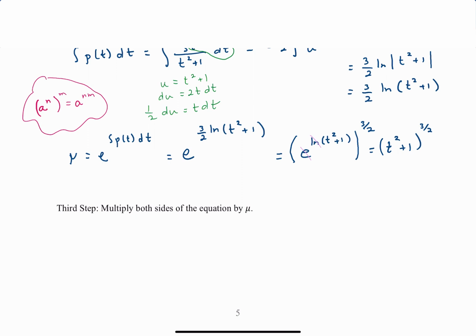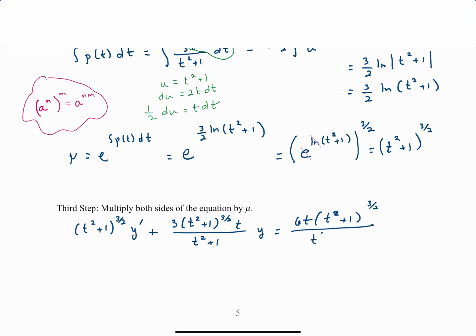That will give us (t squared plus 1) to the 3/2 y prime plus 3 (t squared plus 1) to the 3/2 times t over (t squared plus 1) times y equals 6t (t squared plus 1) to the 3/2 power over (t squared plus 1).